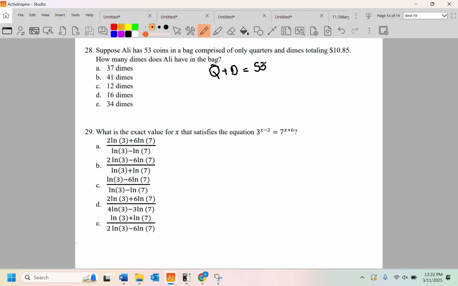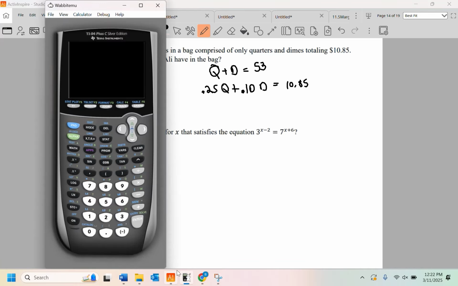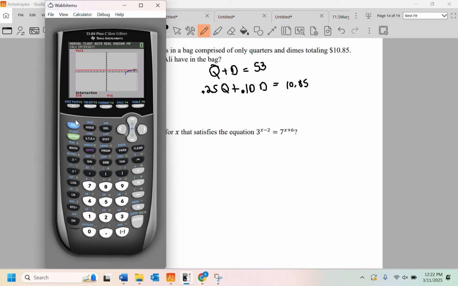And let's see here, a quarter is worth 25 pennies, so I'll use 0.25Q. A dime is worth 10 pennies, so 0.10 or 0.1D. The number of quarters times 25 cents, plus the number of dimes times 10 cents is 10.85. I'm not even going to bother doing this by hand. I don't feel like it.